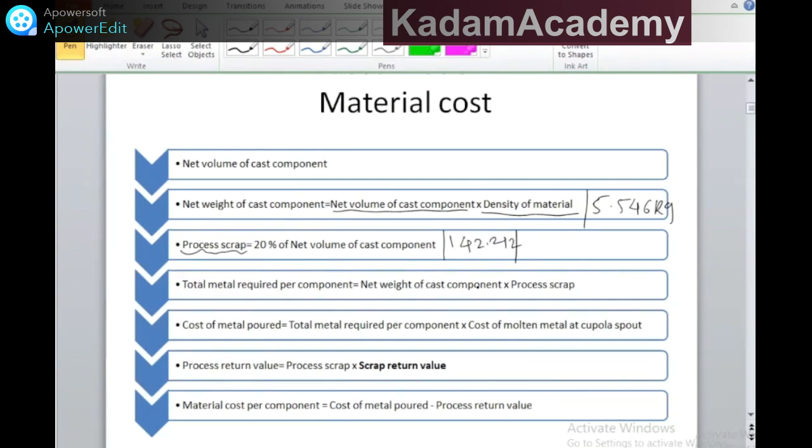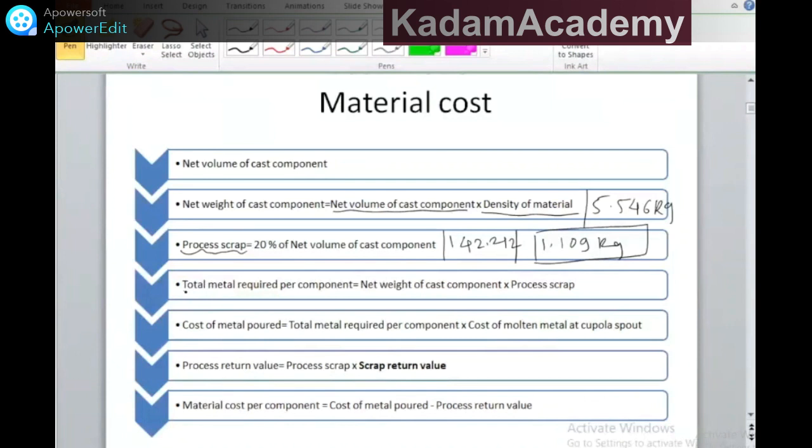142.21. And what is the weight of process scrap? 1.109 kg. Okay, very good. Now this is the scrap that will be generated from the component. Next, let us find out the total material required for this component.